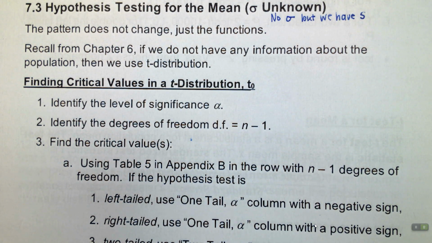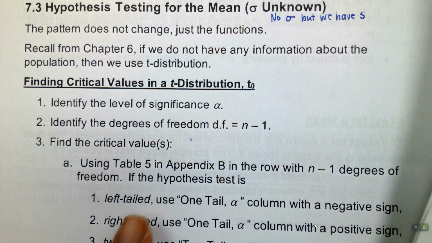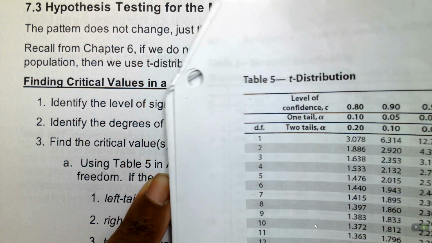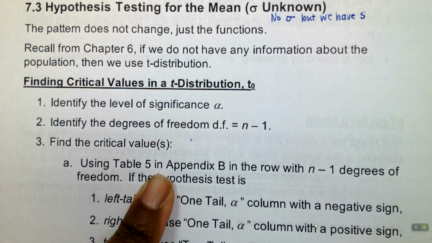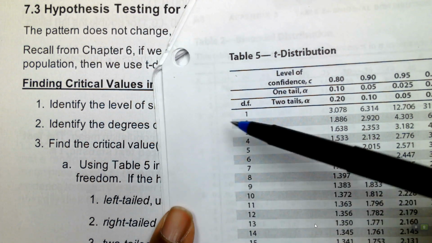So where is my formula sheet? You can get yours out while I'm trying to find mine. Here we go. So table 5 in appendix B, table 5. We need our degree of freedom.